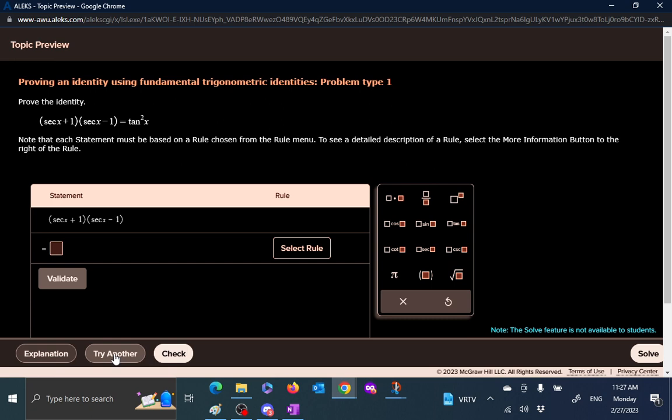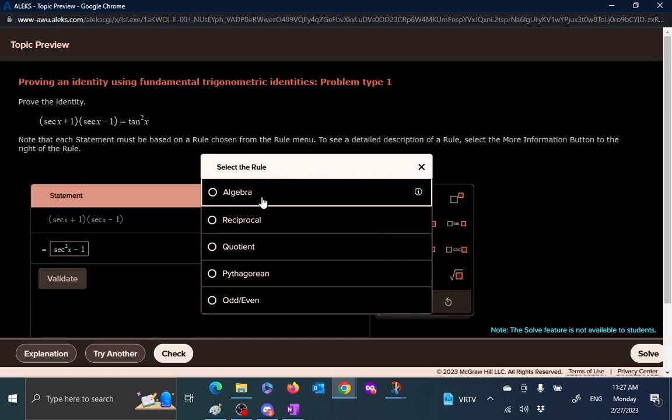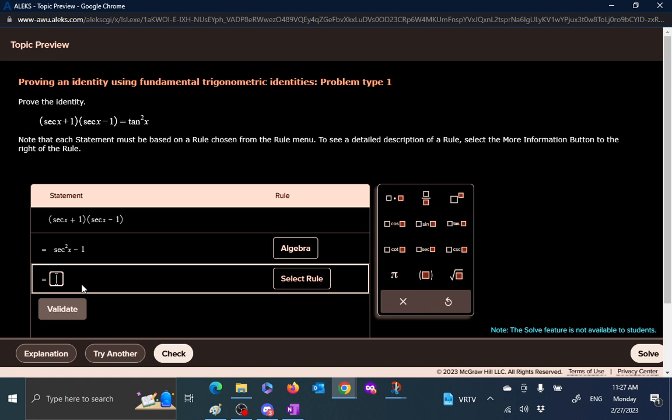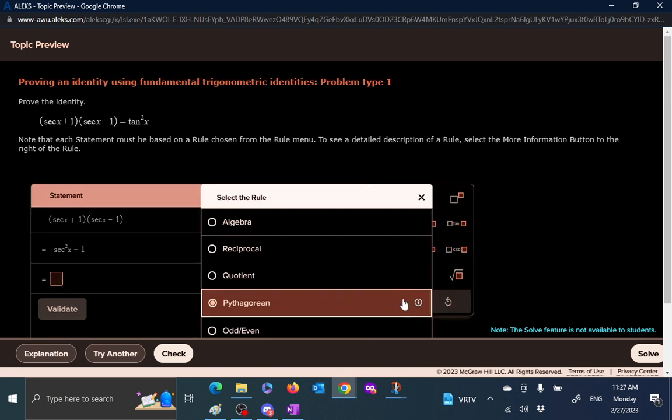Now let's go to another one. Secant plus 1 times secant minus 1 is equal to tan squared. So first of all, the product of these two will be secant to the power of 2 of x, then minus 1. What did we do here? It's just algebra, so we did algebra. Then validate. Secant squared minus 1, that was one of the Pythagorean identities. Let's see, it shows it to us. Again, Pythagorean identity.